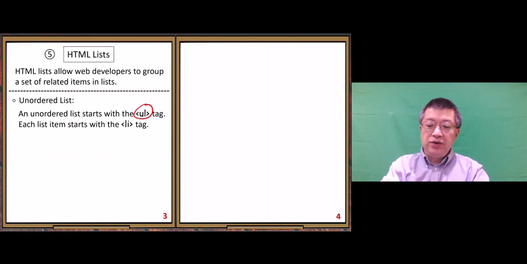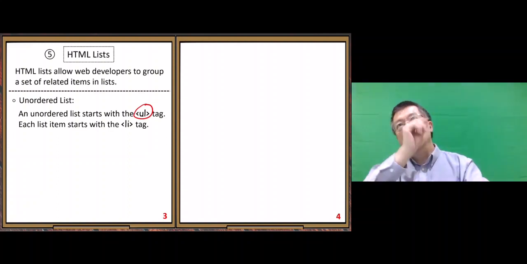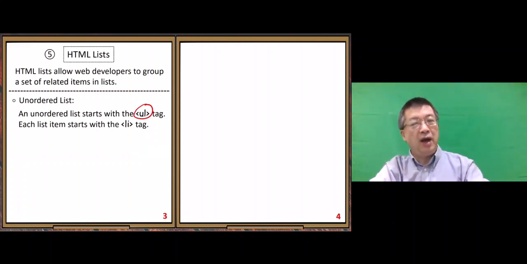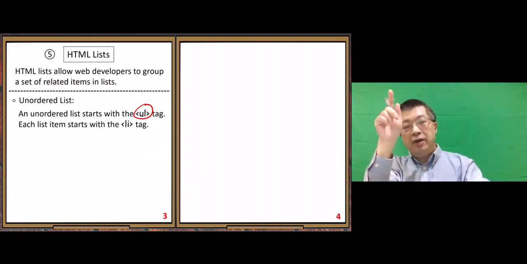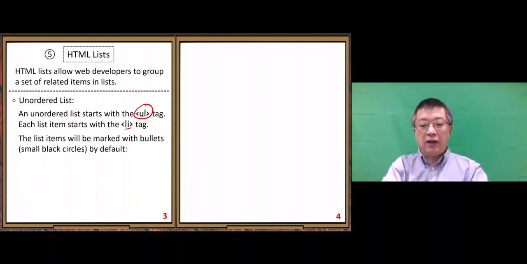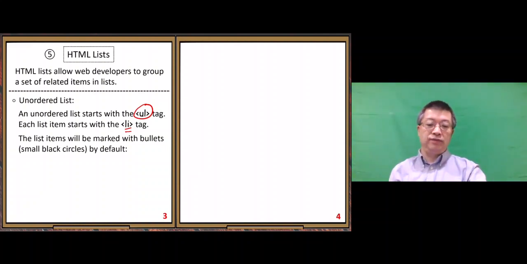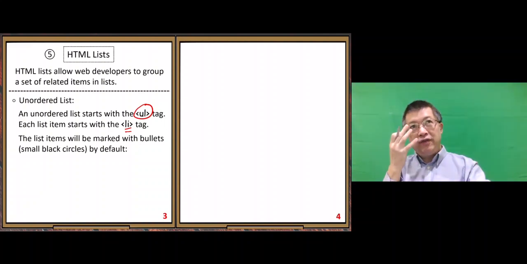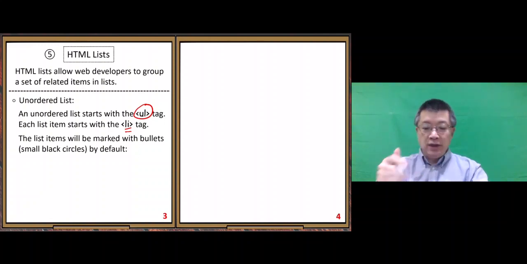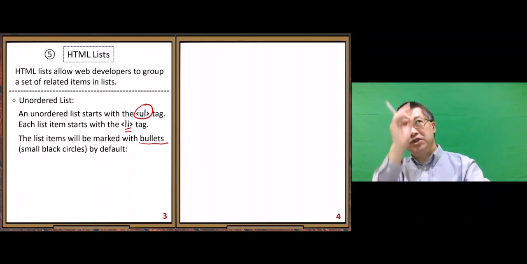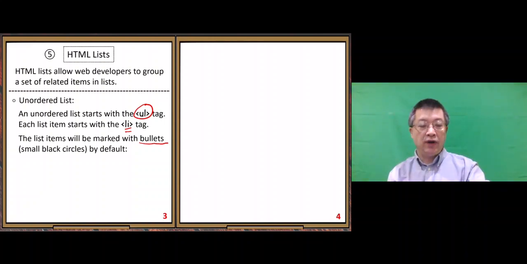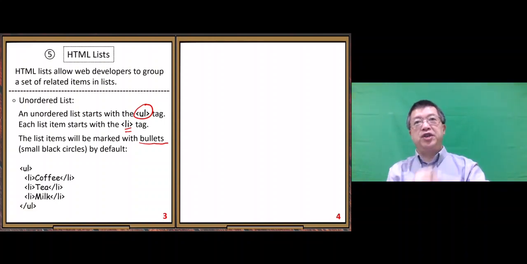Start with the UL tag, unordered list. For each item, use the LI tag, list item. The appearance for that kind of element is bullets. For each list item, you see a bullet in front of it. Look at this example.